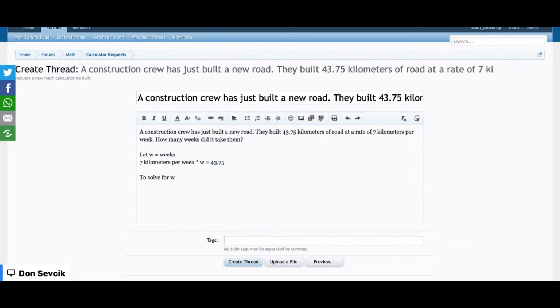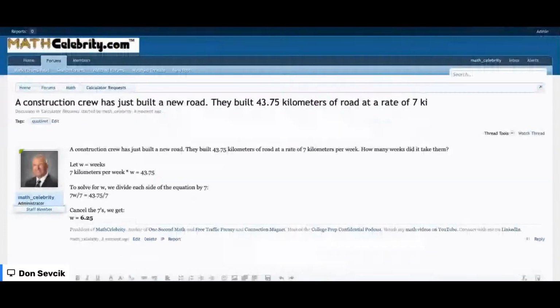So to solve for W, we divide each side of the equation by 7. So we got 7W divided by 7 equals 43.75 divided by 7. Cancel the 7s, we get W equals 43.75 over 7. I'm going to go off screen here real quick and just use my calculator. W equals 6.25. So that's what we got. Nice and easy.